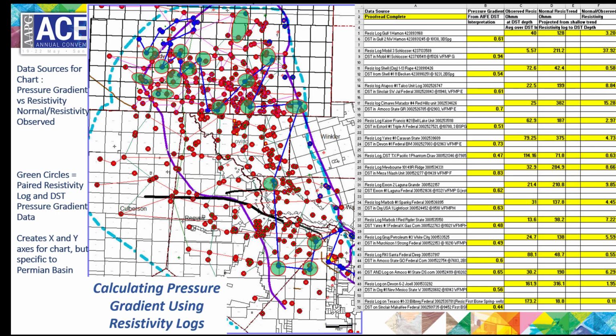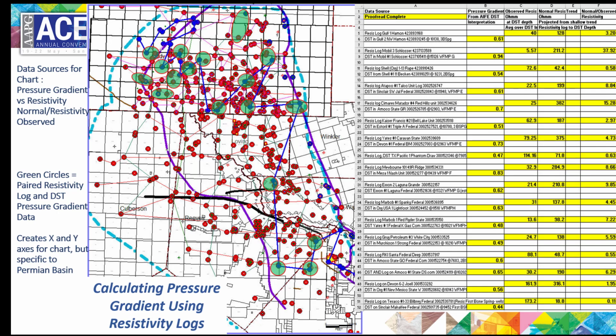Okay, the red dots are all of those wells that I had a resistivity log on. The green circles are those wells that I had an AIFE drill stem test with a calculated bottom hole pressure. And I paired that with a real close resistivity log. I think only 2 of them had a decent resistivity log. So I've paired them with a very nearby well. These are those well pairs. There's 18 of them. This is the pressure gradient from the AIFE drill stem test data: 0.44, 0.58, 0.65, 0.79, etc.